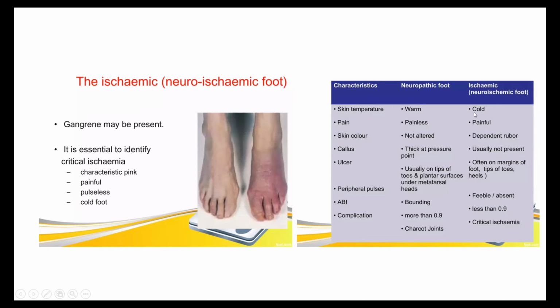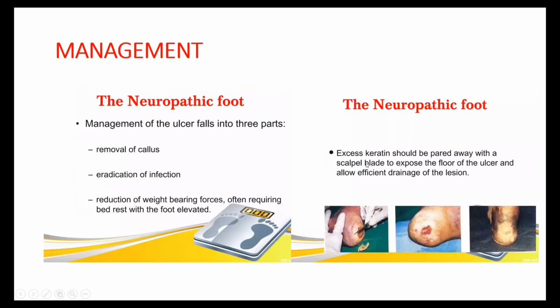Skin temperature is cold in ischemic ulcer, warm in neuropathic foot. Neuropathic is painless and ischemic is painful. Pulses are absent in ischemic foot and bounding in neuropathic foot. Callus is absent in the ischemic foot and present in the neuropathic foot at the pressure points.